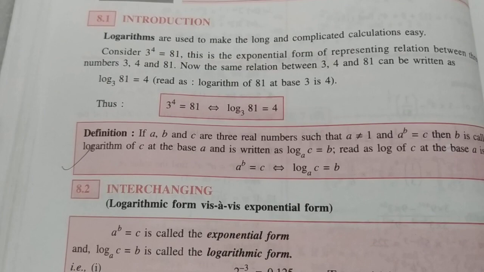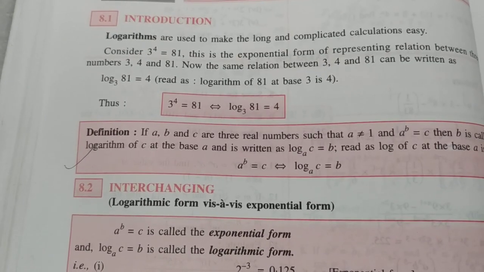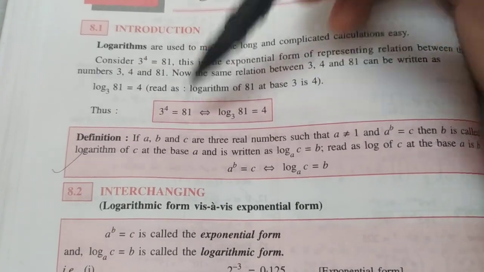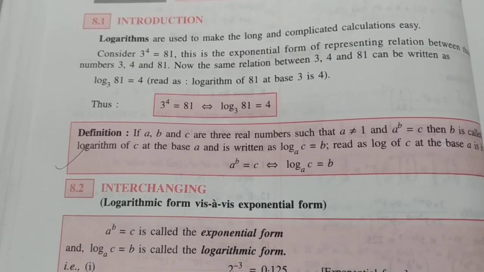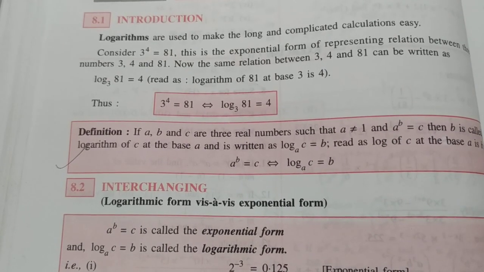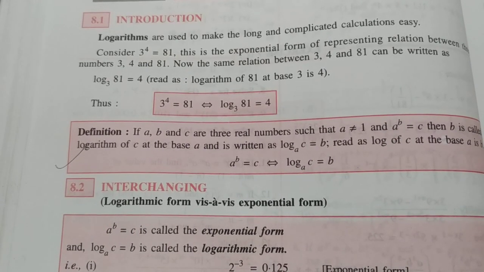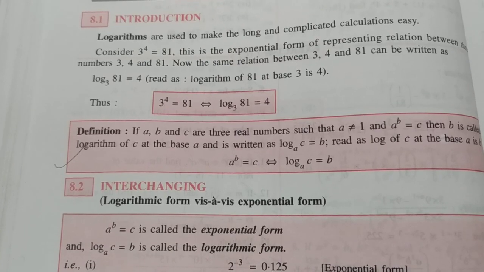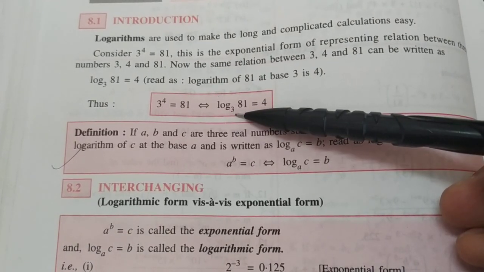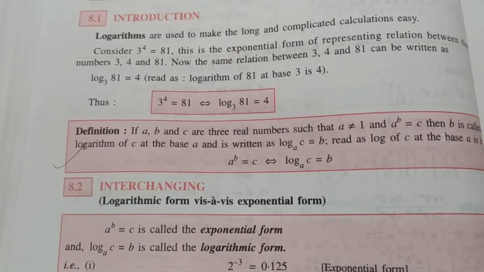Let's study 9th standard ICSE Math, chapter 8a, logarithms. Now, if there is an equation that is 3 raised to 4 is equal to 81, that is the exponential form of writing it. If you want to write it in the logarithmic form, it is log of 81 to the base 3 is equal to 4.